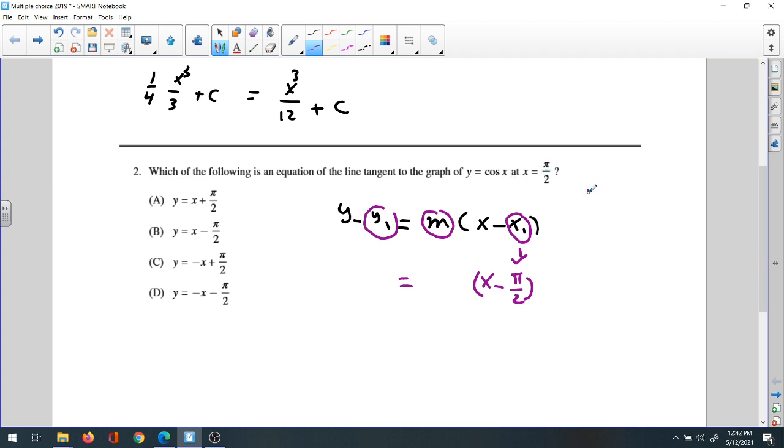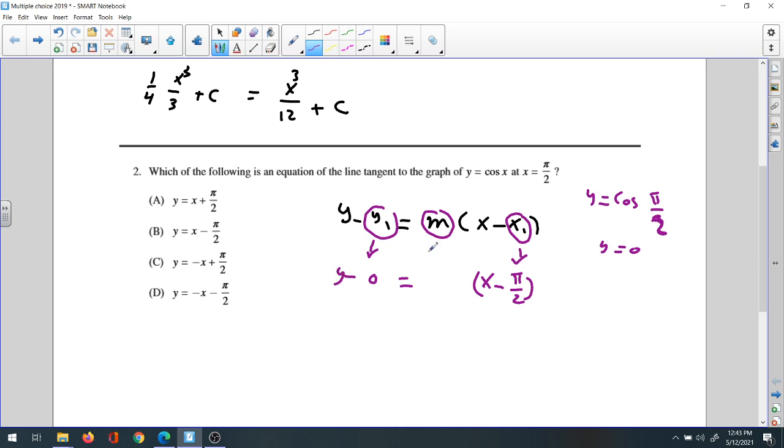Then it will be y equals cosine pi over 2. Pi over 2 is 90, and cosine 90 is the same as sine 0, which is 0. So this is 0. So there will be a 0 here. And we still have the slope.